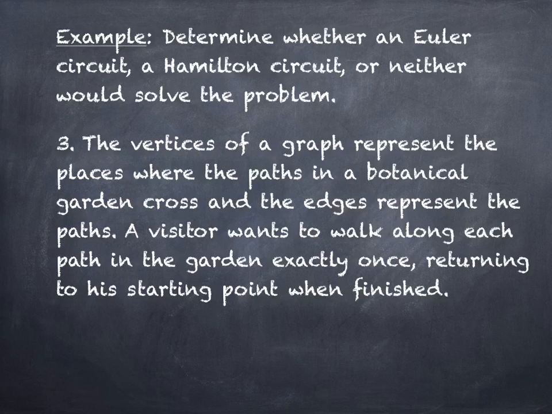A visitor wants to walk along each path in the garden exactly once, returning to his starting point when finished. Is that an example of an Euler circuit, a Hamilton circuit, or neither? That is Euler. What is it that makes it Euler versus Hamilton? It's the paths or the edges. I mean, they're talking about paths like sidewalk paths, right? But it's the edge issue. The edge issue is an Euler circuit issue. A Hamilton circuit issue would be the points, if they wanted to visit every particular viewing point in this botanical garden. That would be a Hamilton issue. So this is an Euler circuit.